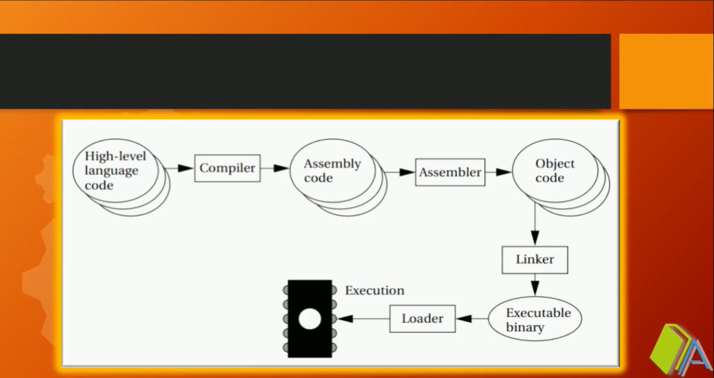Hello everyone. In the previous video, we saw how we can convert a high-level language into assembly code. In this video, we are going to see how we can convert assembly code into executable binary and how we can store this executable binary in main memory.